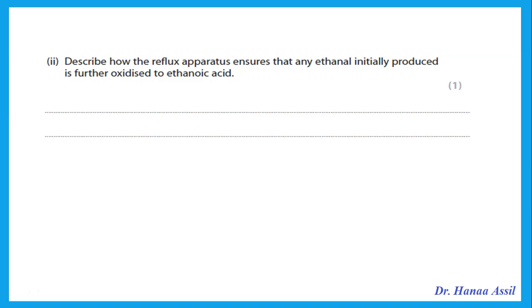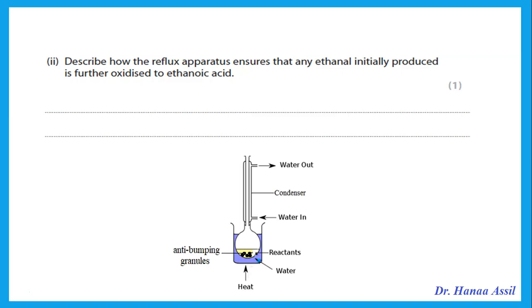Describe how the reflux apparatus ensures that any ethanal initially produced is further oxidized to ethanoic acid. Remember, we said heating an alcohol would first change it into an aldehyde like ethanal, and then if we continue to heat it under reflux, it is further oxidized to ethanoic acid.